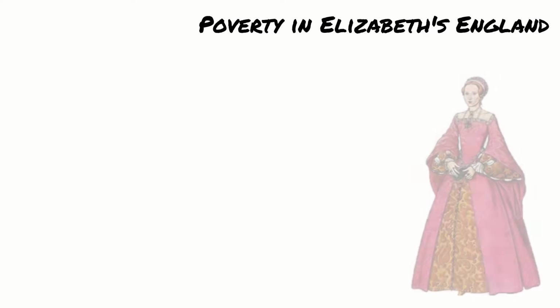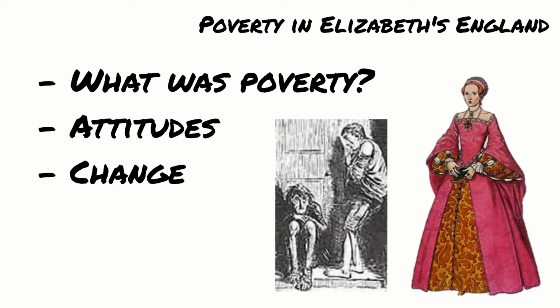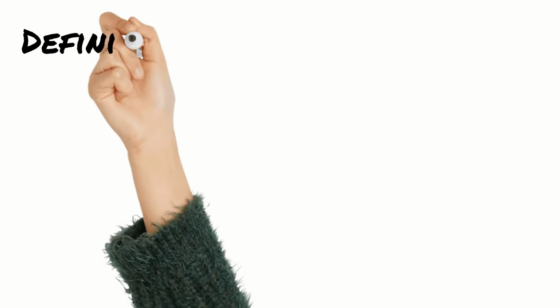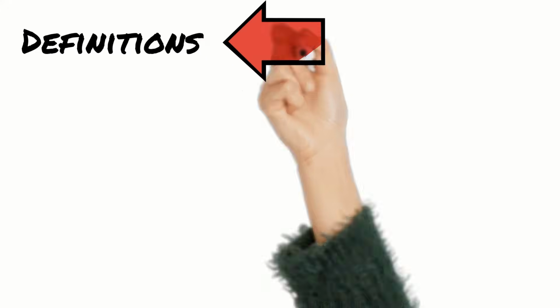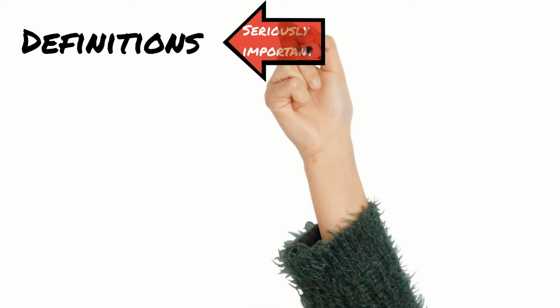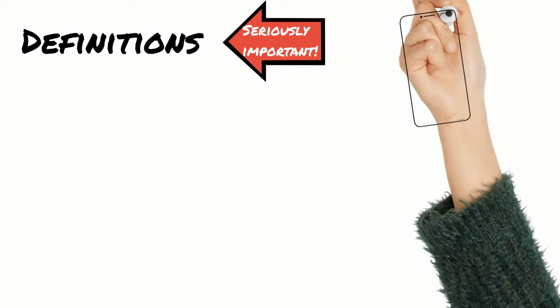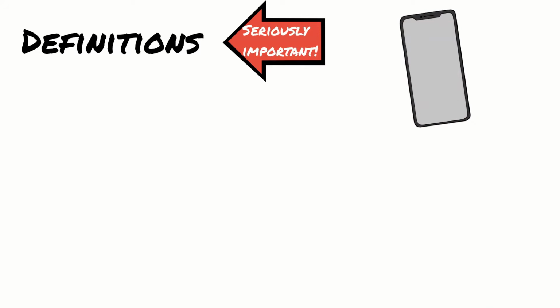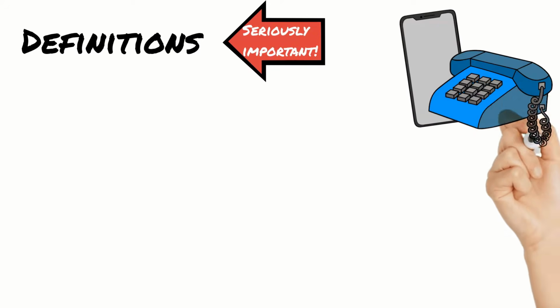Hi there guys, today we're going to be looking at the attitudes of the Elizabethans to poverty and how it changed during Elizabeth's reign. Firstly, we need to understand what the definition of poverty in the Elizabethan age was. This is always important when looking at poverty, no matter what period of history you're looking at, because what is poor to one person might not be poor to another. For example, one person might say that not being able to afford the latest iPhone means you're poor, while another might say that not being able to afford any phone means you are poor. We have to have clear definitions.